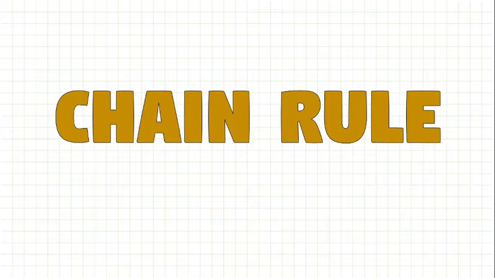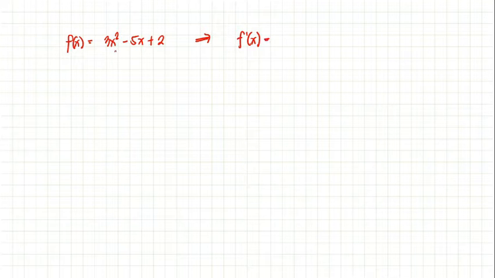Like for example, if meron tayong function na f of x equal to 3x squared minus 5x plus 2, okay, using the differentiation rules that we know, we will have f prime of x equal to, so the differentiate 3x squared, that will be 6x. Differentiate negative 5x, that is negative 5. Differentiate 2, that is 0. So therefore, the derivative will be 6x minus 5, right?